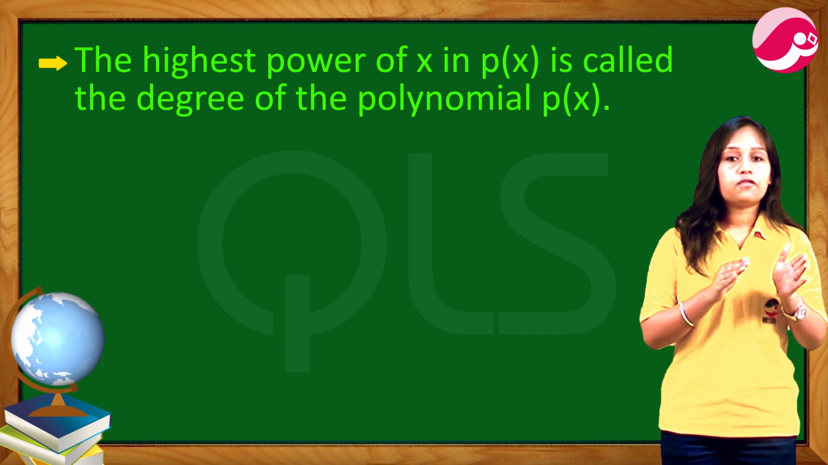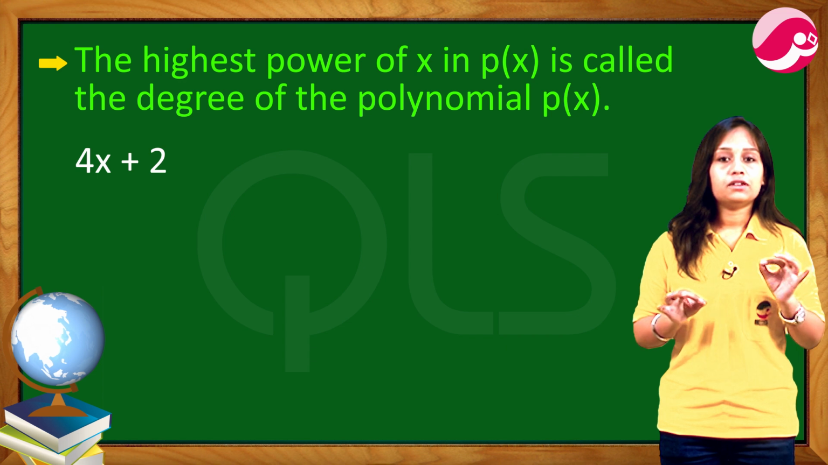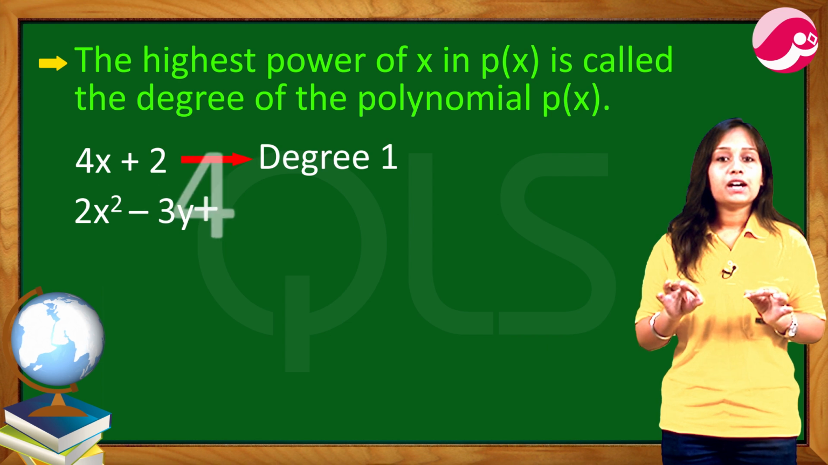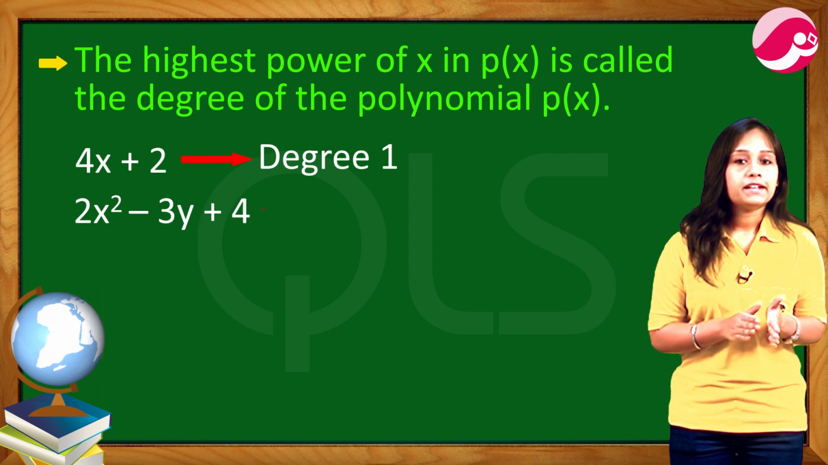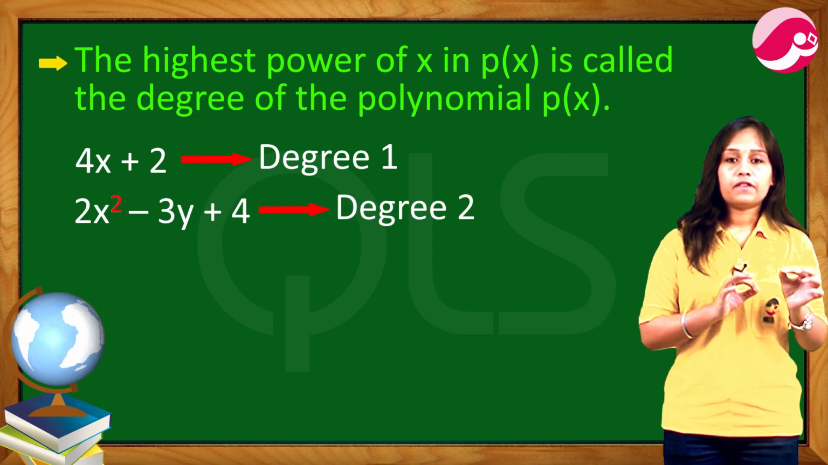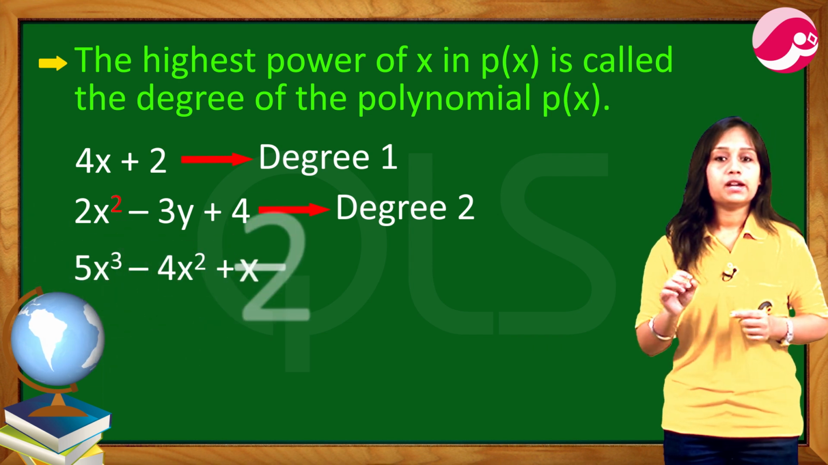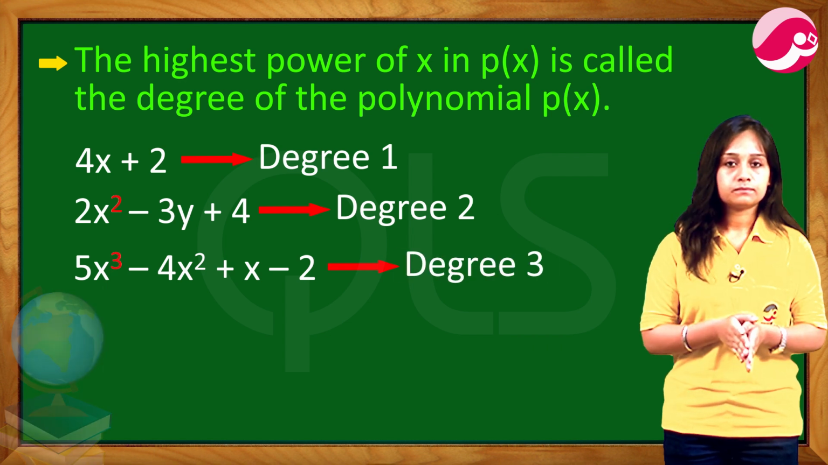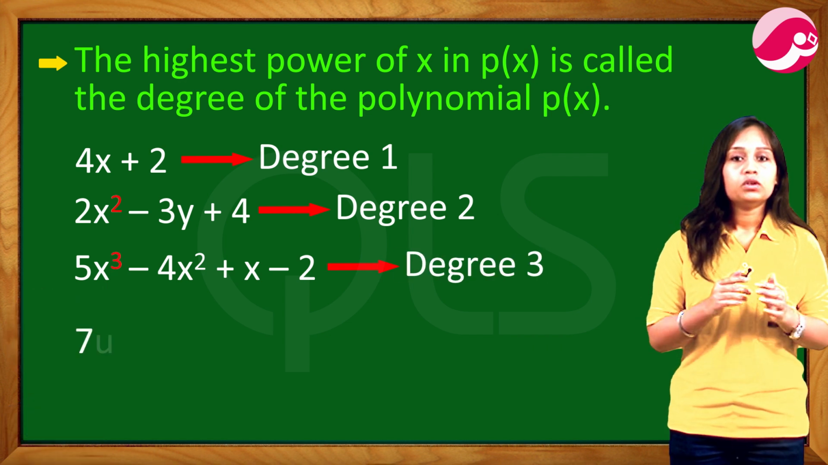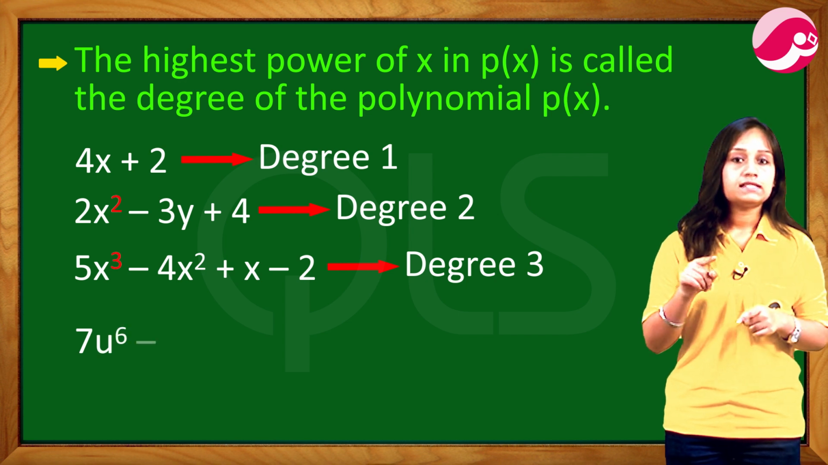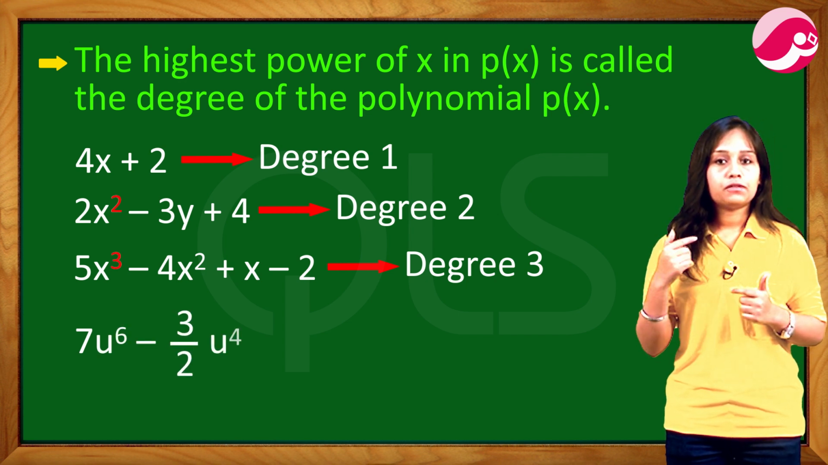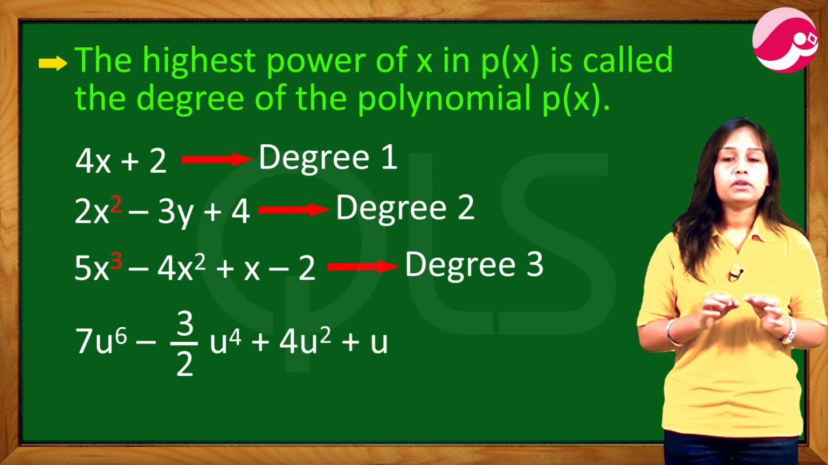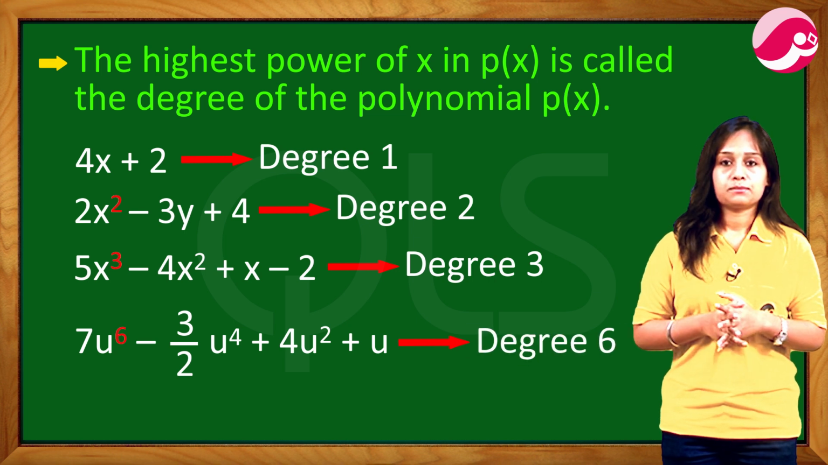For example, 4x plus 2 is a polynomial in the variable x of degree 1. 2y square minus 3y plus 4 is a polynomial in the variable y of degree 2. 5x cube minus 4x square plus x minus 2 is a polynomial in the variable x of degree 3. 7u raised to the power 6 minus 3 by 2u raised to the power 4 plus 4u square plus u is a polynomial in the variable u of degree 6.